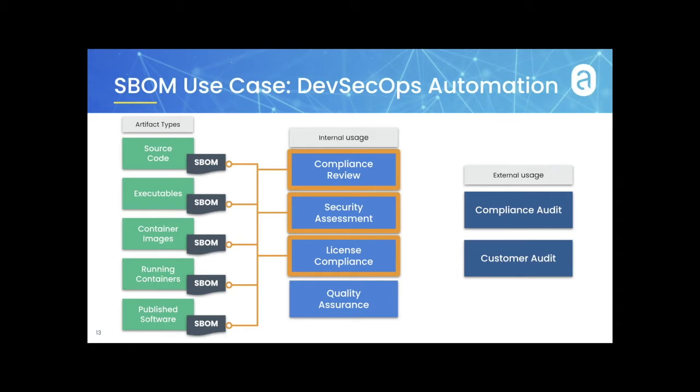The next use case that's pretty interesting is a bit newer as well, and it really comes down to this notion of DevSecOps automation. As organizations are using containers more and automating a lot of these processes, these internal procedures of compliance review, security assessment, and license compliance checks happening all of the time and happening automatically are really only possible if we start to generate more of these software bill of materials at every stage, because there's so much happening.